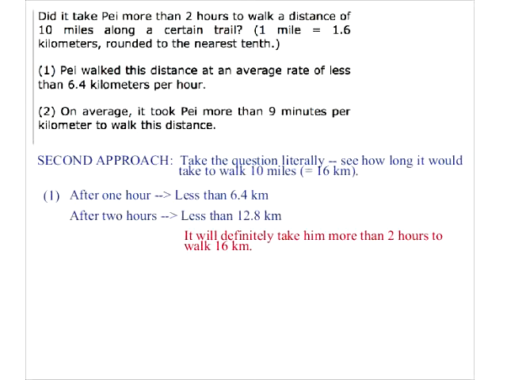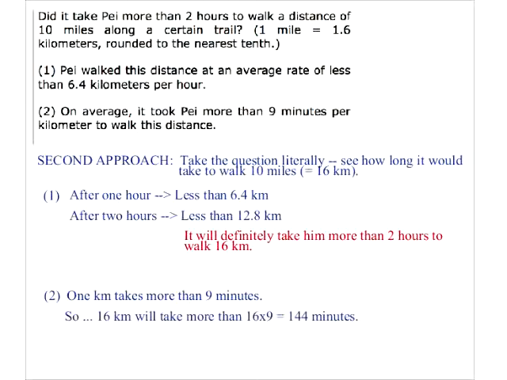Statement 2, 9 minutes per kilometer. So 1 kilometer takes more than 9 minutes. So 16 kilometers will take more than 16 times 9, which equals 144 minutes. So this is more than 2 hours. That's also a yes to the question. So again, we get D. That's not H, that's supposed to be D. Haha.